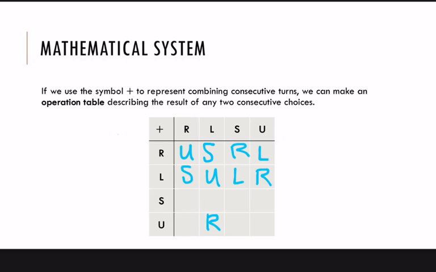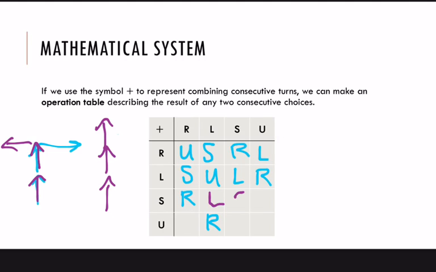Okay, straight plus right. Original, straight, continue straight, and then make a right turn. That's the same as a right turn. Straight plus left: original, straight, and left is left. Straight plus straight: original, straight, another straight, still going straight.